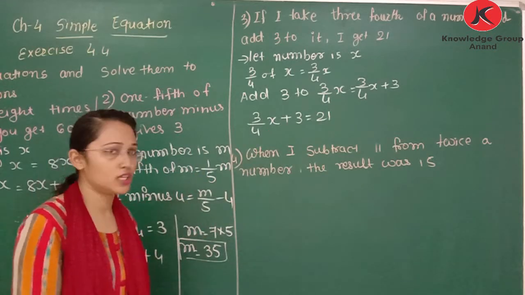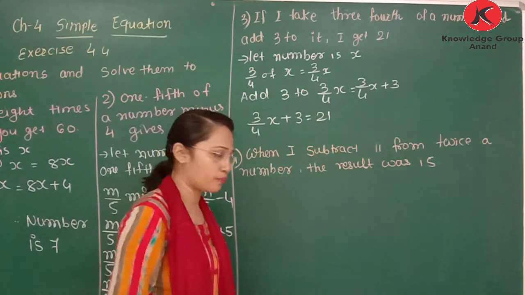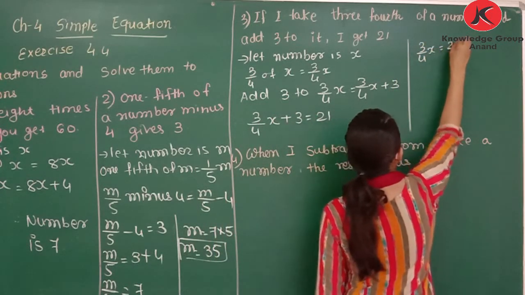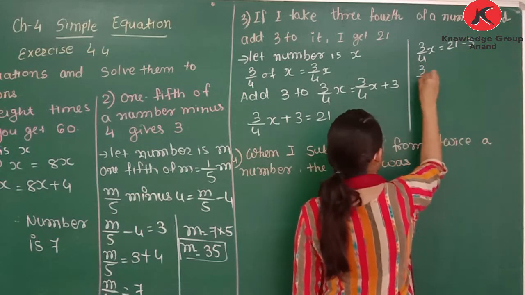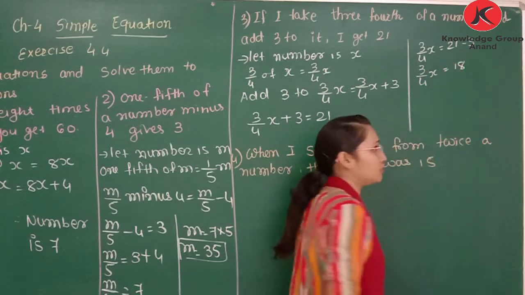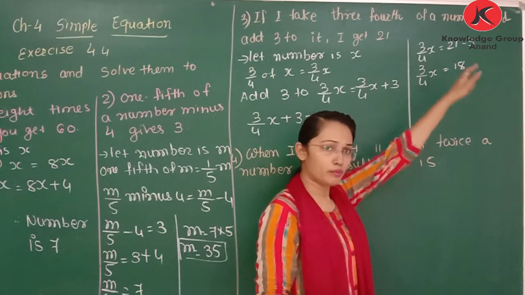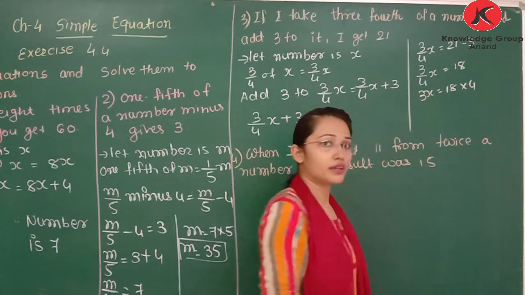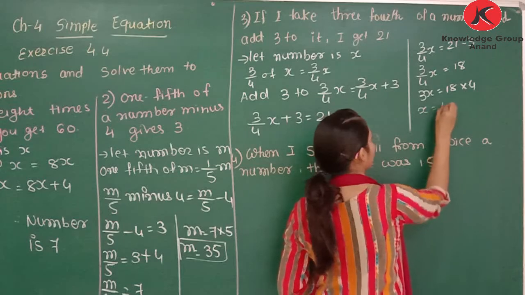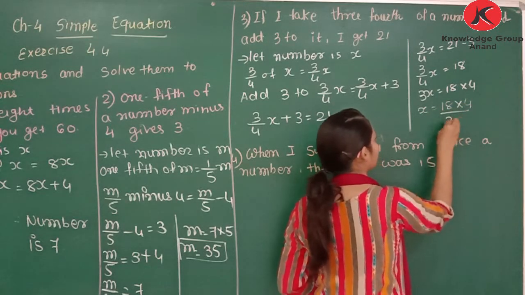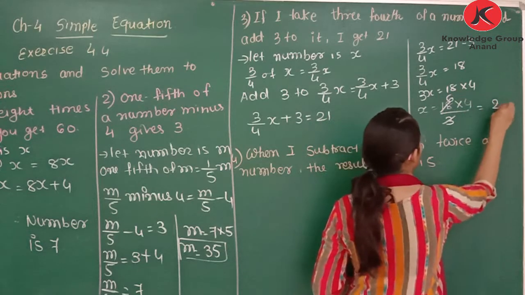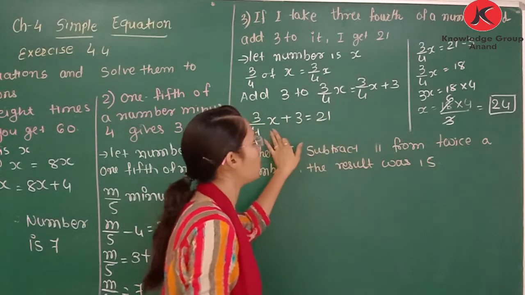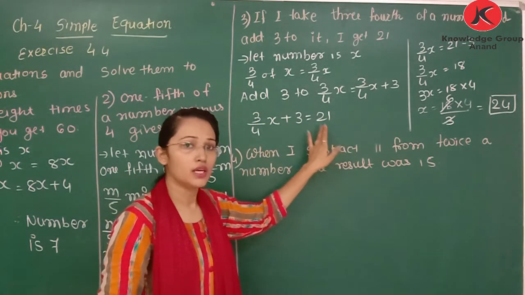Now we have equation. We need to solve this equation. 3 is an addition, becomes subtraction. 3 by 4x is equal to 18. Now 4 is in division, become multiplication. Now 3 is in a multiplication, become division. So it is 24. What is the number? It is 24. You can check your answer by write value of x here 24. If you get 21, then your answer is correct.